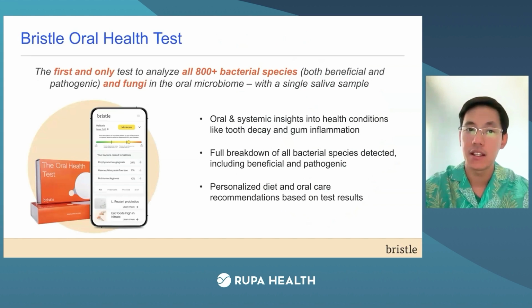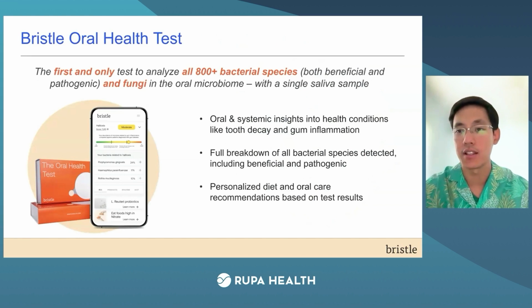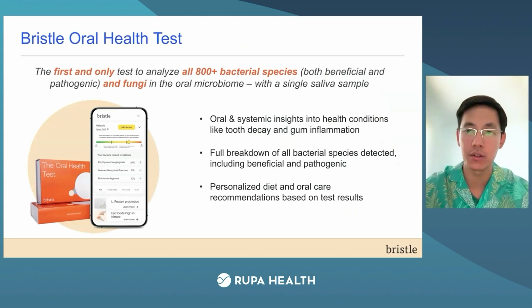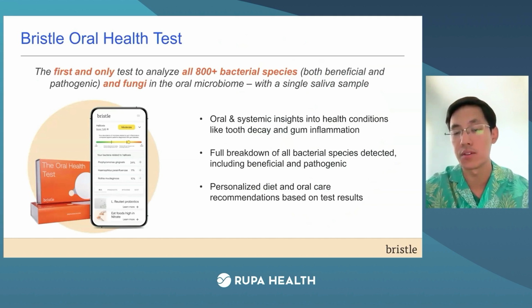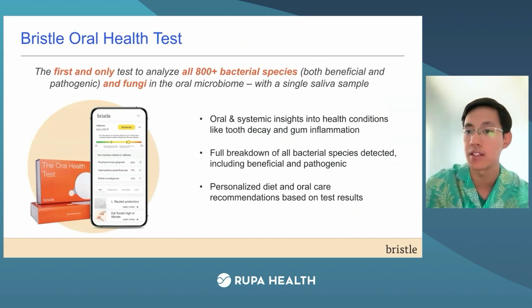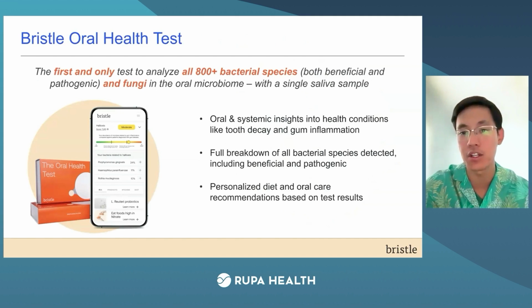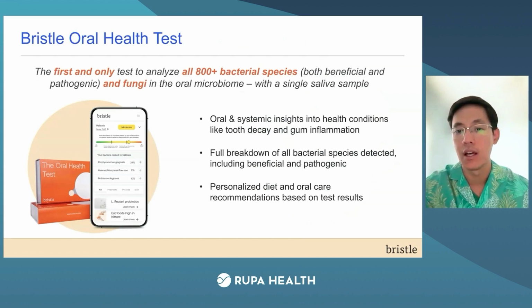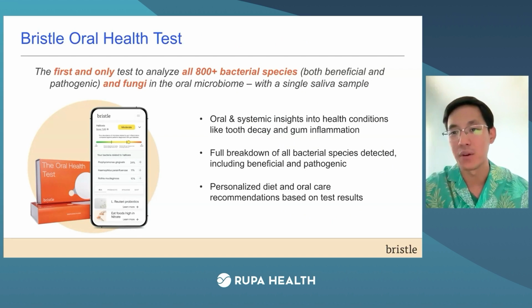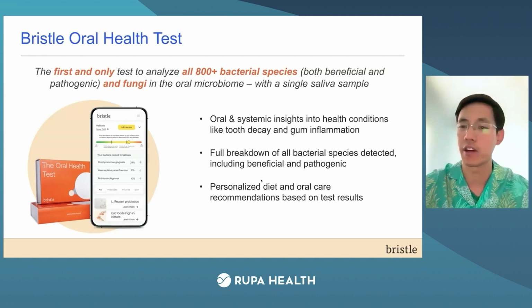And this test, the Bristle oral health test, looks at all the species down to the strain level of different bacteria in the mouth. And we use that information to provide some scores. And these scores are really informative about oral health and some about systemic health. You get a full breakdown of all the bacteria and some of the fungi that we find in the sample. And using all of this together, we developed ways to optimize the oral microbiome. And you get personalized diet and oral care recommendations based on the results of the test.